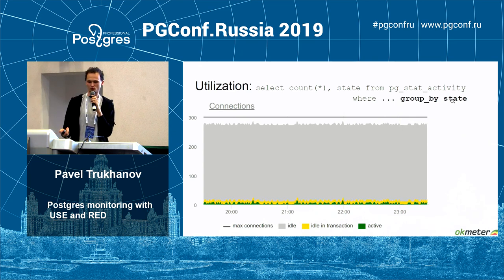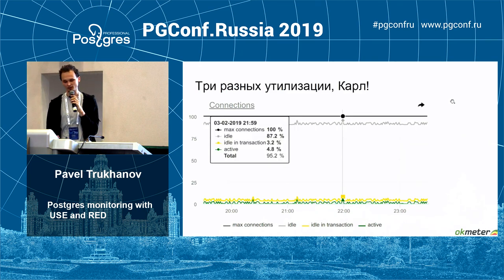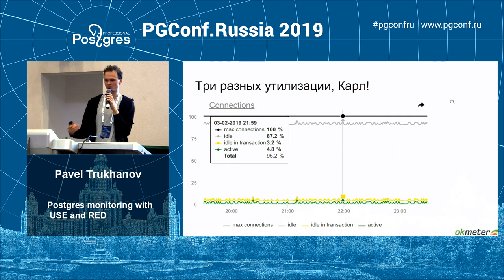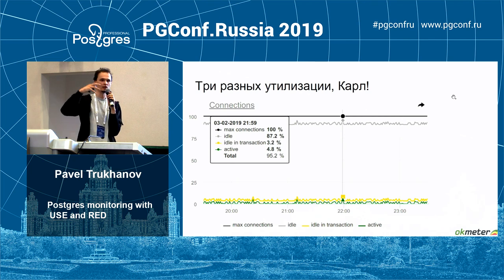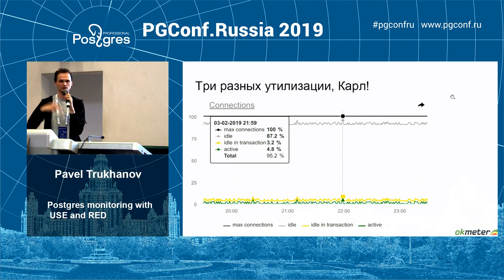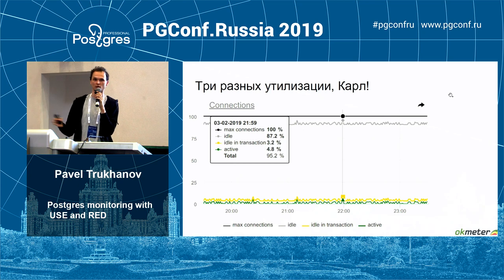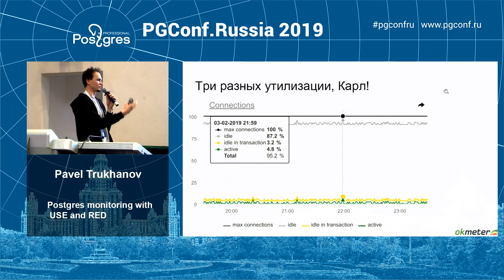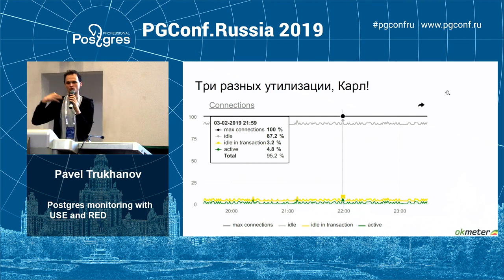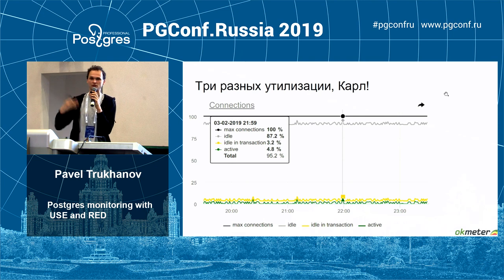So the question is, utilization is not alone, but here we have three utilizations. We were looking at one, but in reality, we cannot describe the full picture. These three utilizations match three different resources, although we consider it as one single resource: the connection pool.